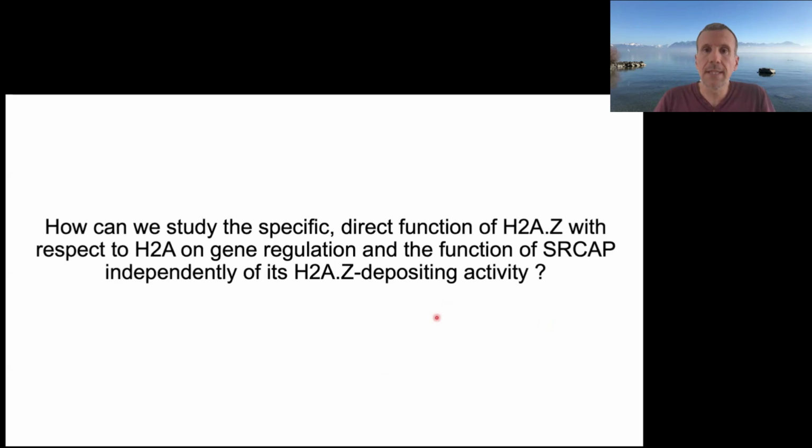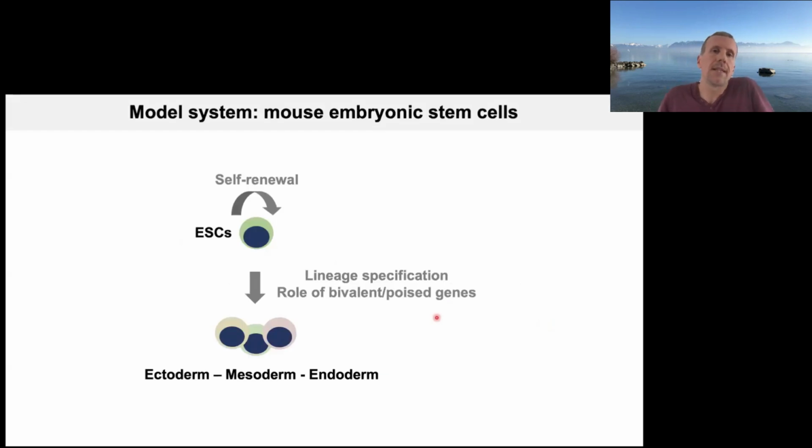To study this, we decided to use mouse embryonic stem cells as a model system. Mouse ES cells express SRCAP at high levels. They also have high levels of H2A.Z on the chromatin. As you probably all know, ES cells can either self-renew in culture, or they can also differentiate towards the different germ layers. And they also have a lot of these genes that are called bivalent or poised, and many of them are actually important for lineage specification as they encode transcription factors that regulate these developmental events.